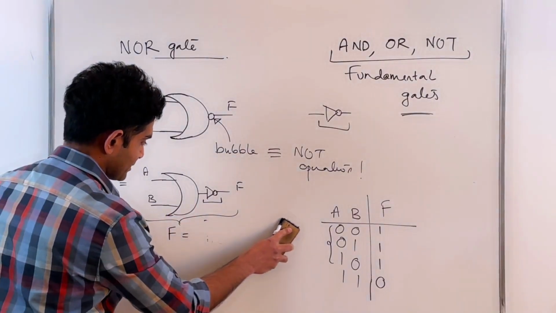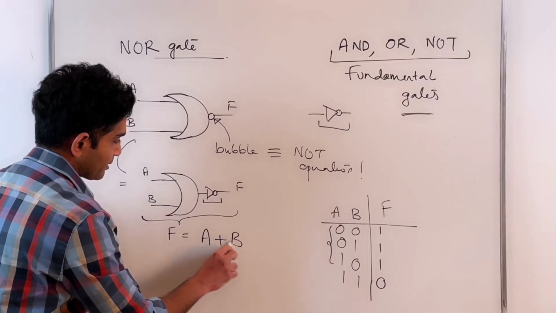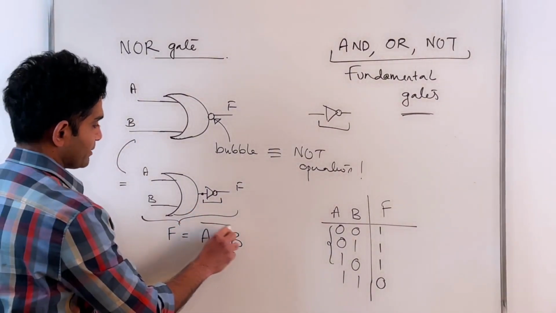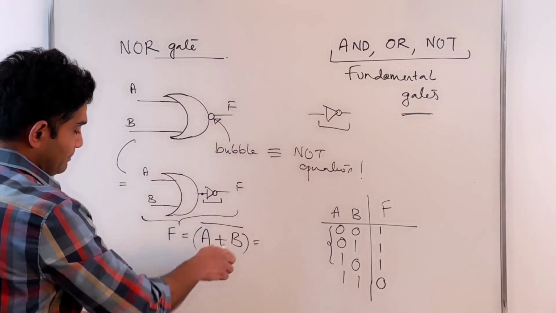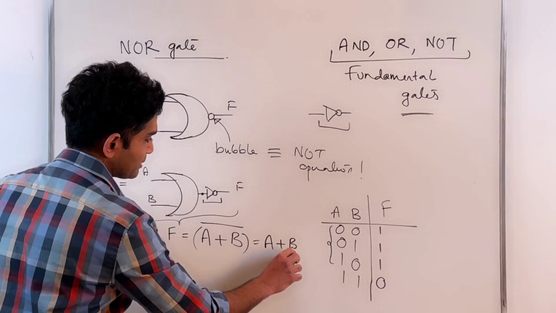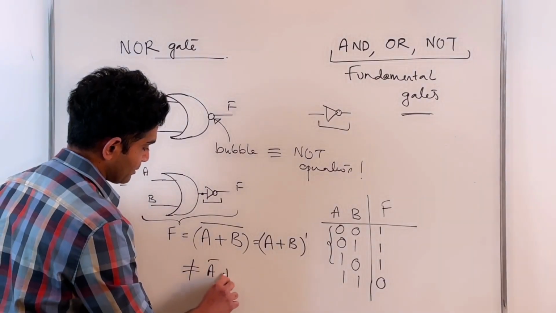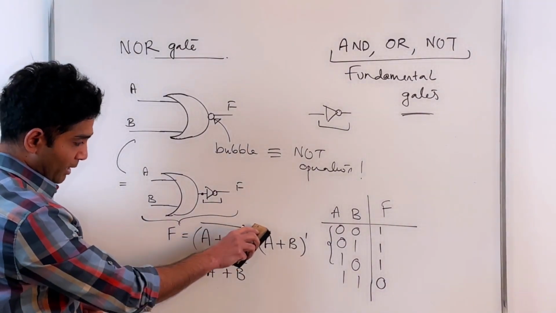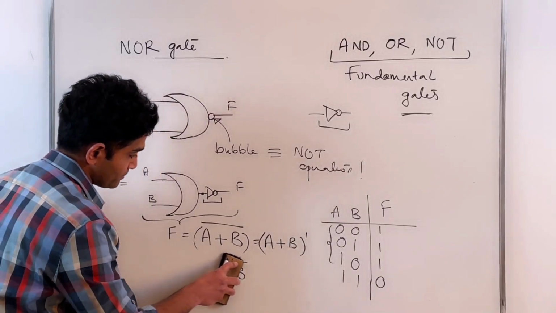And if I want to write this as an expression, that will be A or B. The output at this point would be A or B, and then you're applying a NOT operation over that. So that will be (A or B) whole prime, or I can also write this as (A or B) whole prime. Same thing. Remember that this is not equal to A prime or B prime. Just keep that in mind for now. (A or B) whole prime is not equal to A prime or B prime. They are not identical expressions.